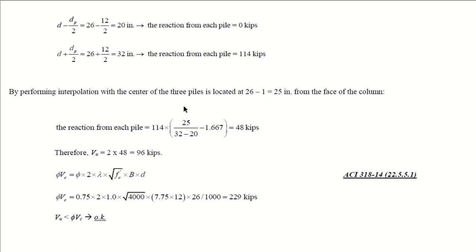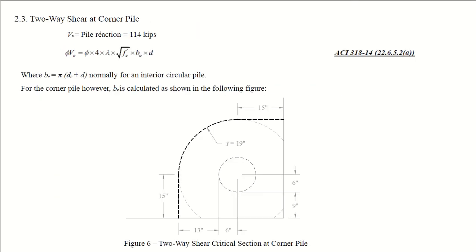By performing the linear interpolation, you see here in the previous case it was 20.5, right? Putting the values, you will get Vu equal to, since there are two piles now and the demand of each pile is 48, total Vu is 96 kips. Checking the capacity, putting the values, it turns out to be 229 kips, which is much greater than 96 kips. So you are okay for one-way shear in all the cases.